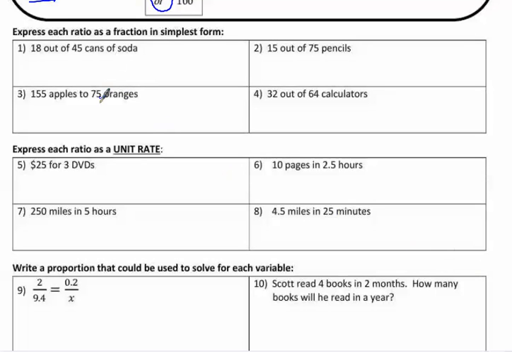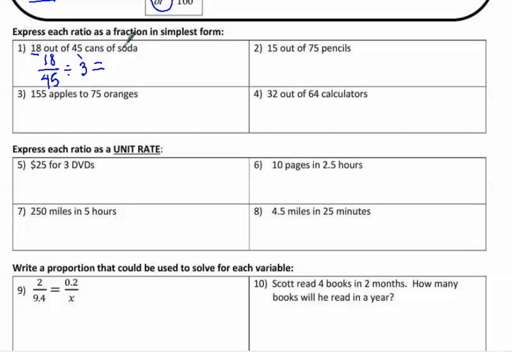Express each ratio as a fraction in simplest form. 18 out of 45 cans of soda. So here's your part, here's your whole. So the ratio would be 18 out of 45. You always want these simplified. 18 and 45, they don't have 2 in common, they don't have 5 in common. Always try 3.